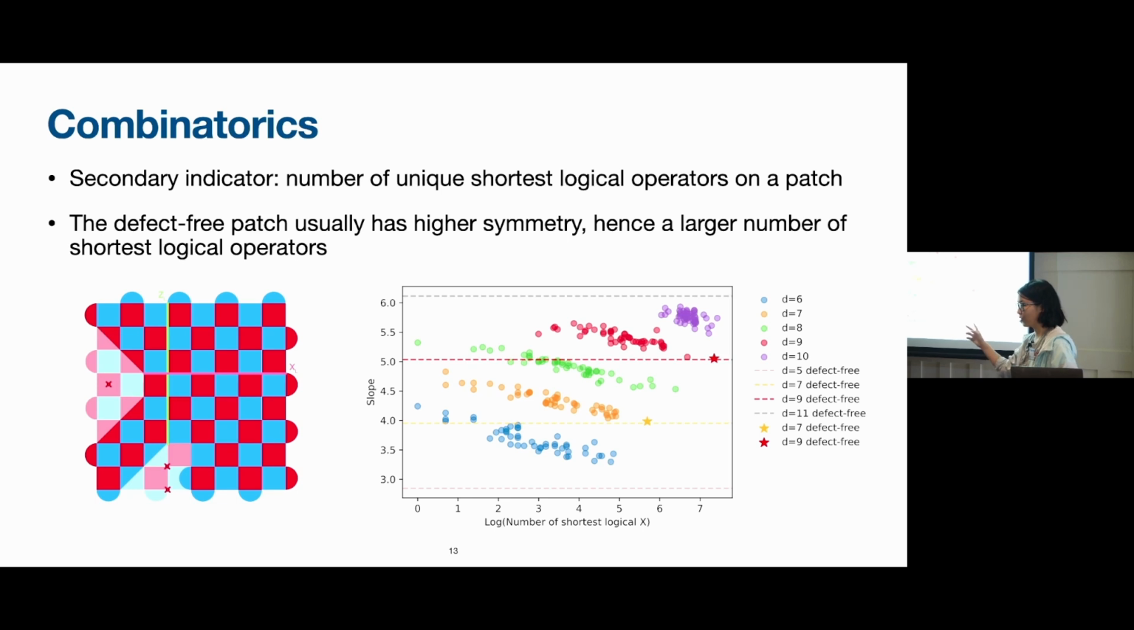Here I'm showing a picture of a defective patch from a previous slide. You can see that if you want to find the path between the two red boundaries that has the shortest length, then actually you don't have that many options. You have to go to the middle, where it's the thinnest. But for a regular square, there are way more options where the logical error could occur. So it's a very natural thing in hindsight.